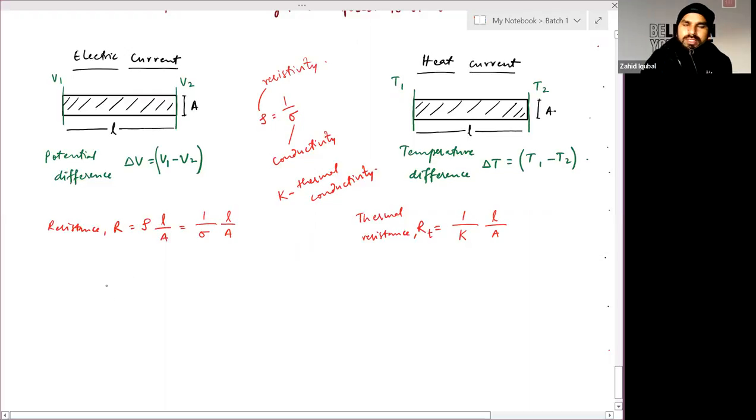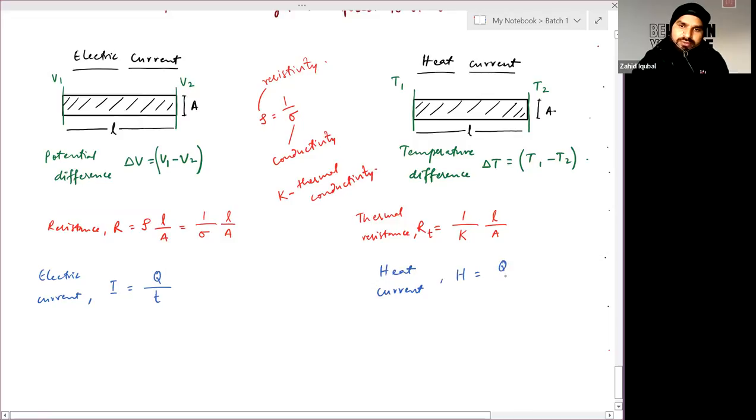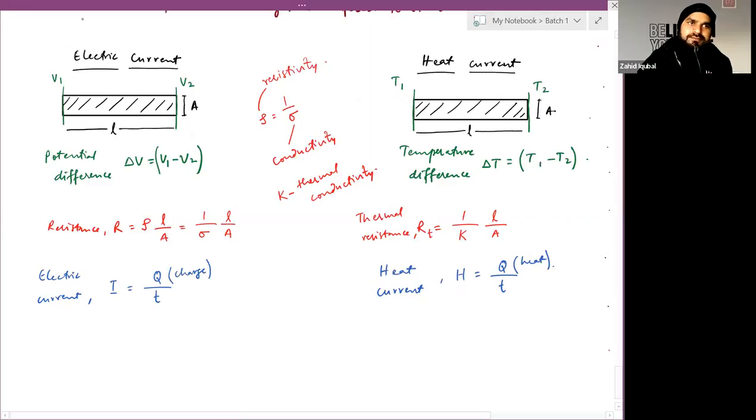Next is current. So current is nothing but rate of flow of charge. Electric is defined for electron or simply charge. Current is defined for flow. So we can say I equals flow of charge per unit time. Similarly, for the right hand part in which heat is flowing, we can say heat current, denoted by H, is the amount of flow of heat through a conductor per unit time. So in this part, Q is charge, and in this part, Q is heat. Khalid, any doubt? No, sir.